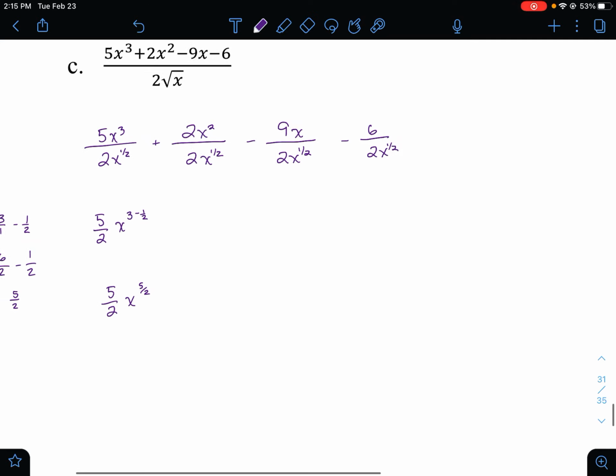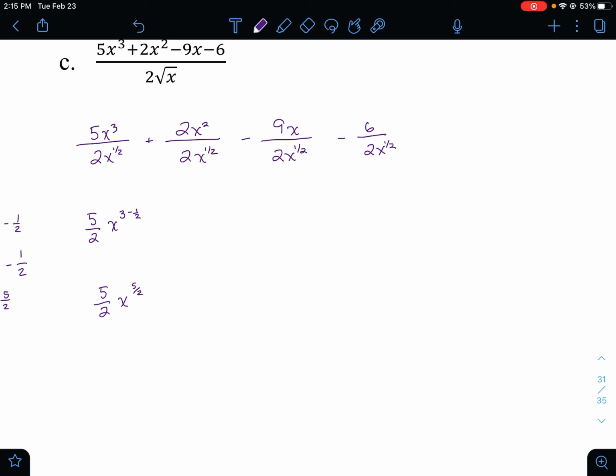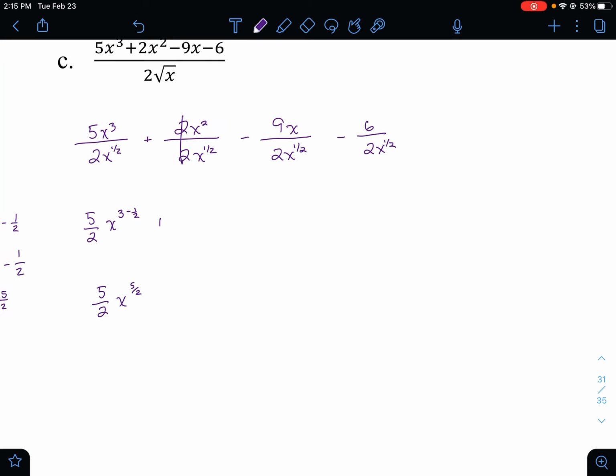The next one, whoops, my screen moved. My 2's cancel. So I'm just left with x to the 2 minus 1/2. So that's x to the 3 over 2 power. 9 halves, that doesn't reduce, but I'm left with x to the 1 minus 1/2. So that's 9 over 2 times x to the 1/2 power.